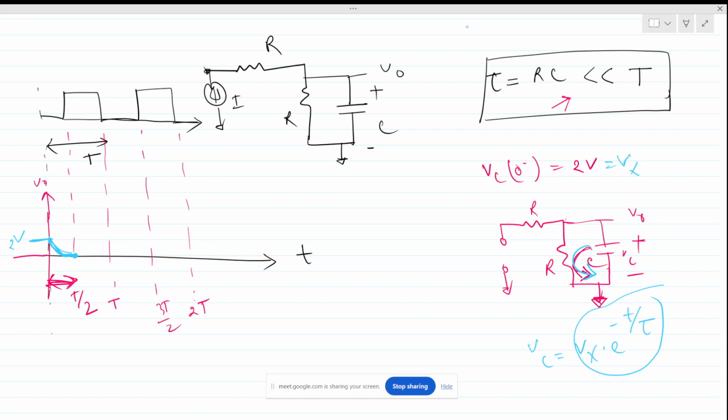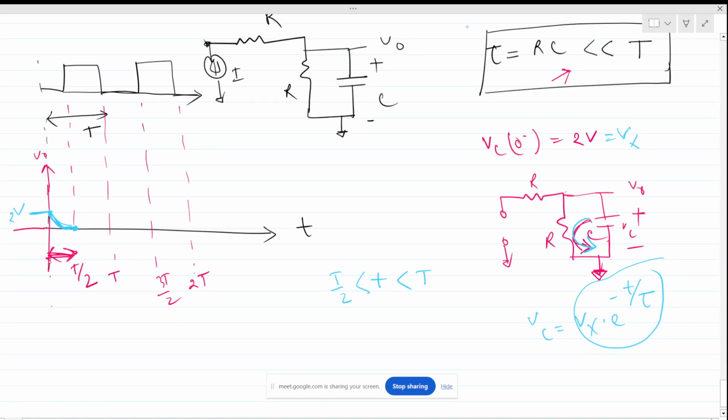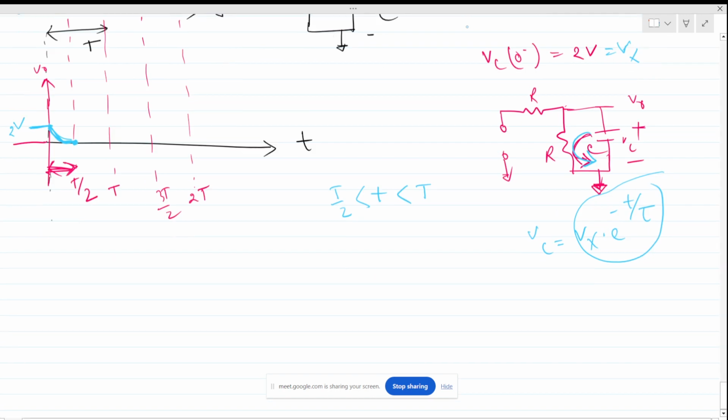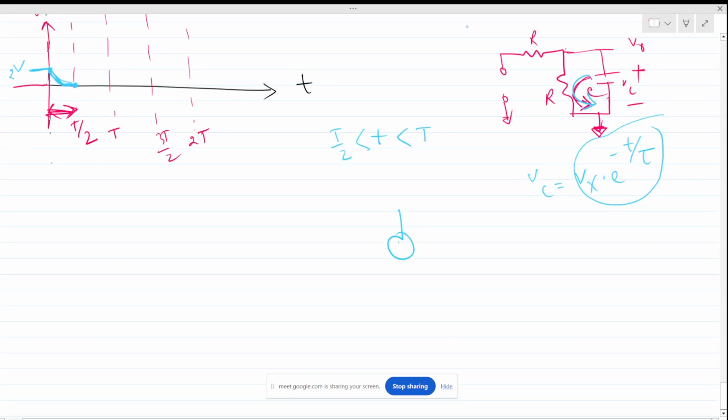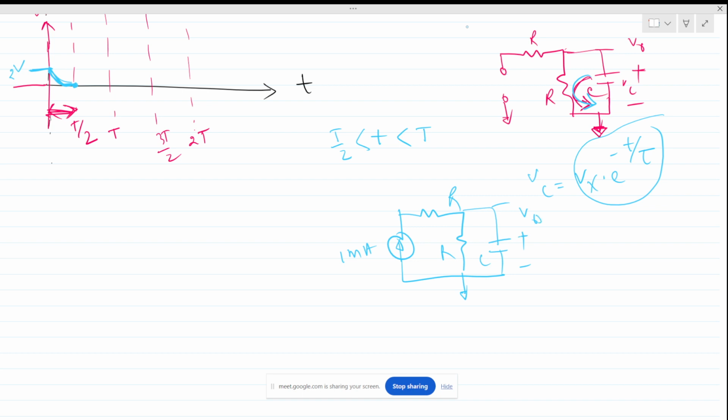Now from T by 2 to T, there is a finite current, and the current is, let's say, 1 milliamp. Let's say this is 1 milliamp and this is 0. Let me draw here again. So 1 milliamp current is flowing through. Now what do you think will be the voltage output, what will be the behavior of this circuit?